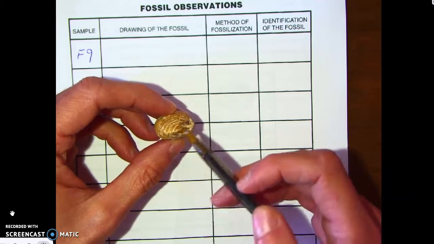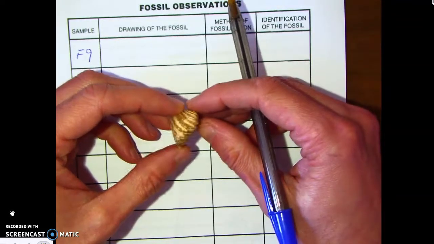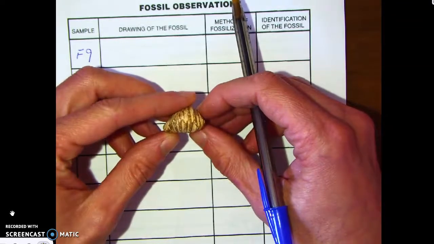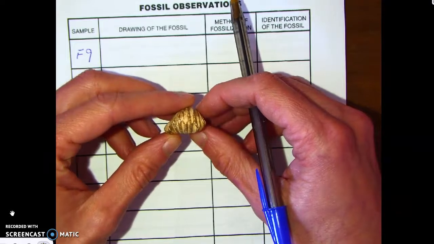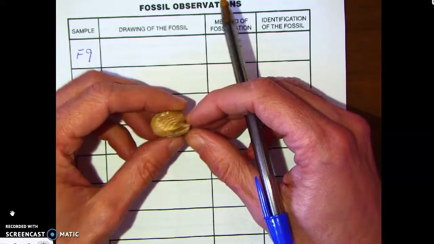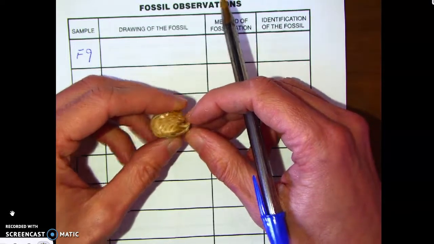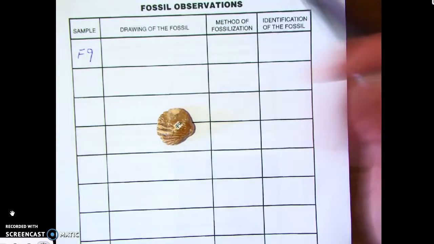This makes this a brachiopod. So this is a fossil brachiopod. Here we can see it from this angle. So now we're looking at it from the front. Here we're looking at it from the side. Here would be a top view.